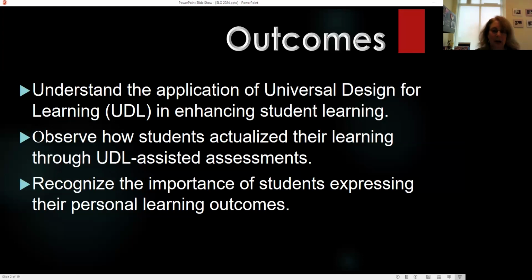So the key outcomes for this session include understanding the application of Universal Design for Learning in enhancing student learning, observing how students actualize their learning through assisted assessments, and then finally, recognizing the importance of students expressing their personal learning outcomes.